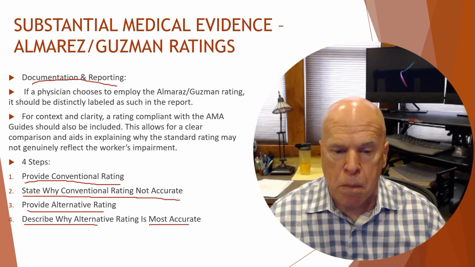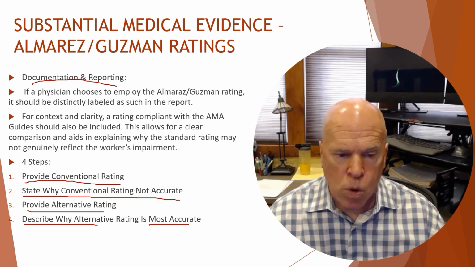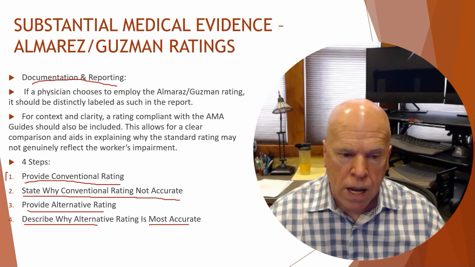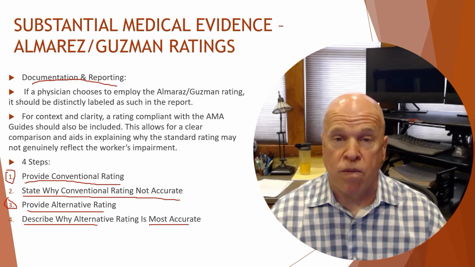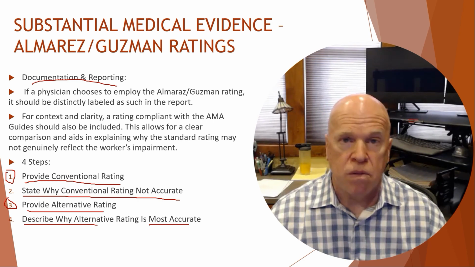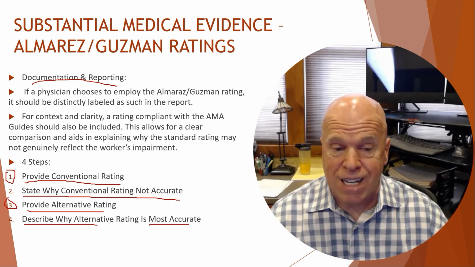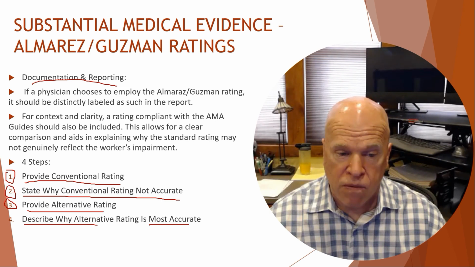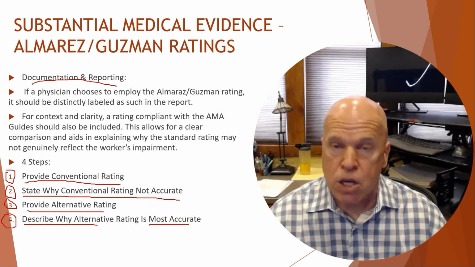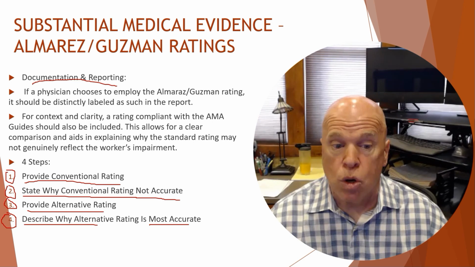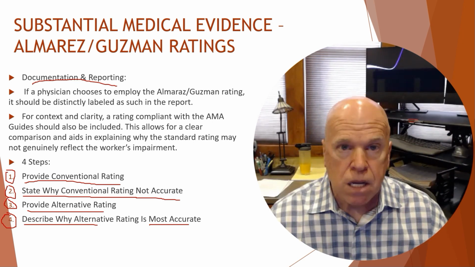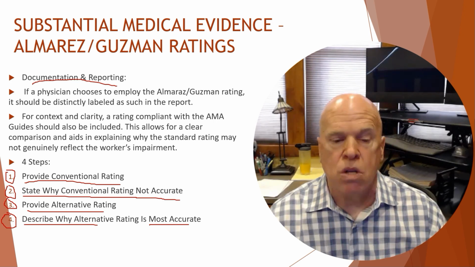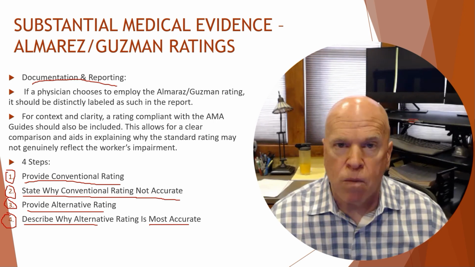Now you'll notice of these four steps, steps number one and number three are the easy steps where you simply provide the rating. You provide the strict rating, you provide the alternative impairment rating. Those are easy. It's steps number two and number four that make your opinion substantial. You have to then think and come up with substantial reasons, many compelling and voluminous reasons, as to why the conventional impairment rating is not accurate.